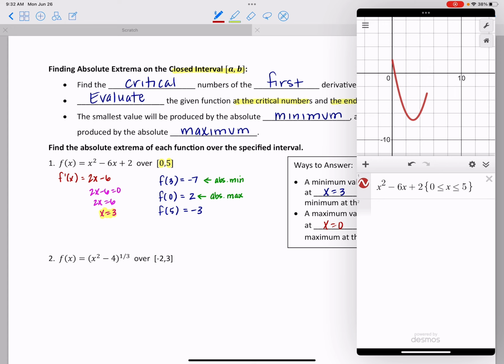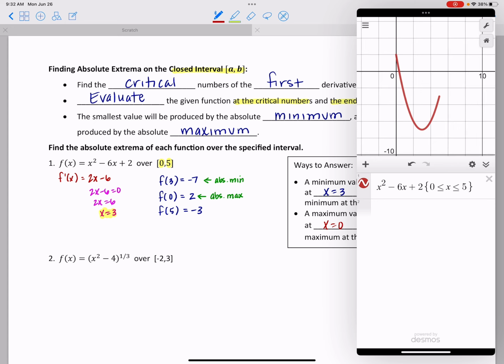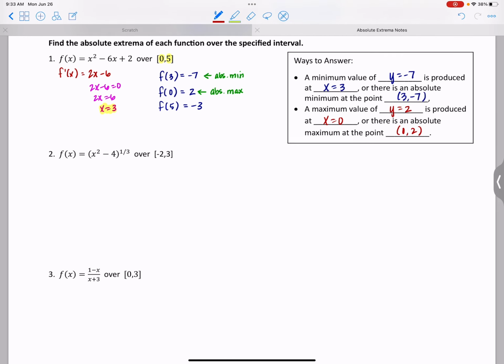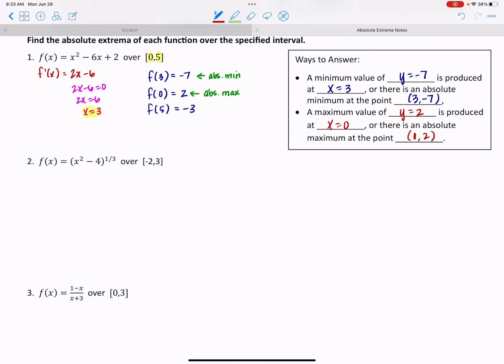So here's our graph. So what we're saying is the maximum happens here, and there it is. That makes sense. That's the absolute highest portion of that graph. That's when our x is 0 and our y is 2. And then here's our minimum, x value of 3, y value of negative 7. Okay, so it's obviously really easy to get the information from the picture, but now we have the algebra that goes with that picture.